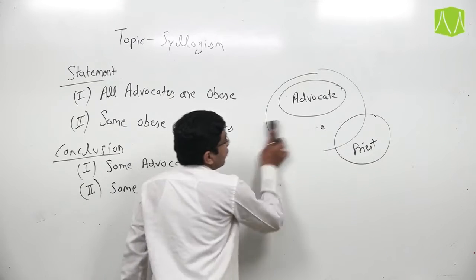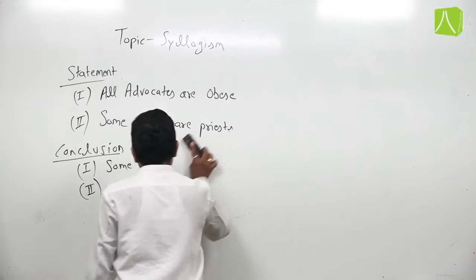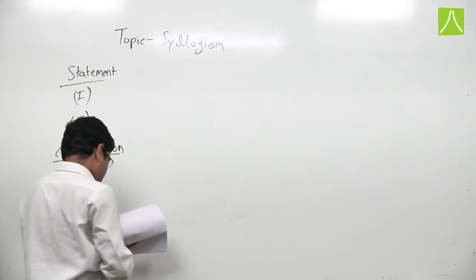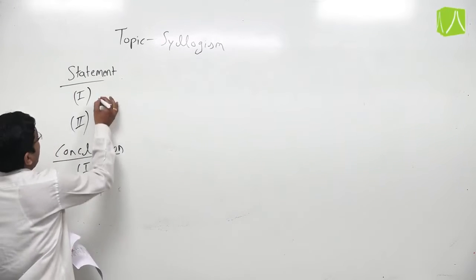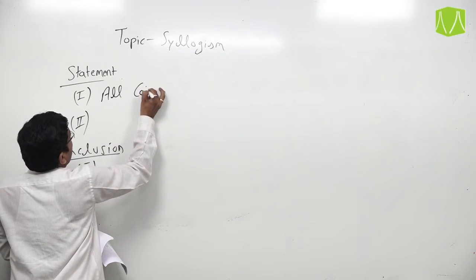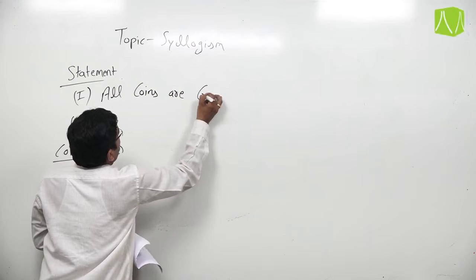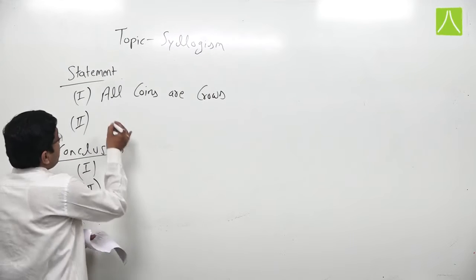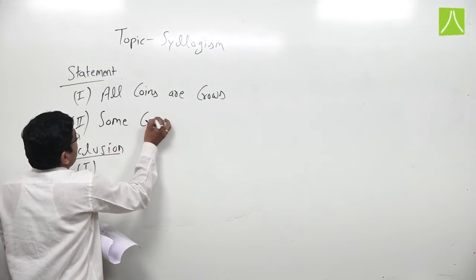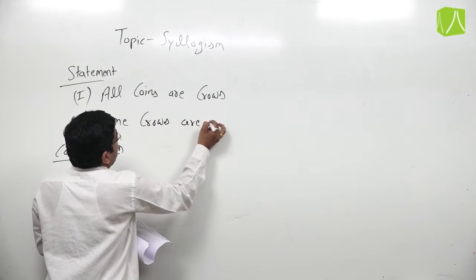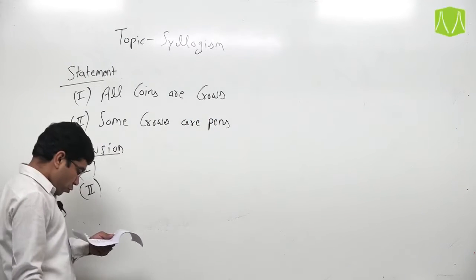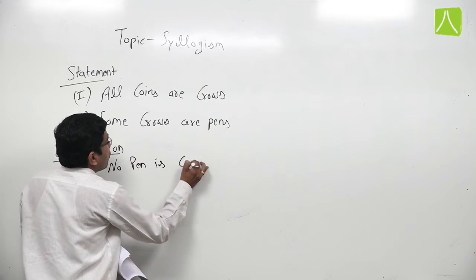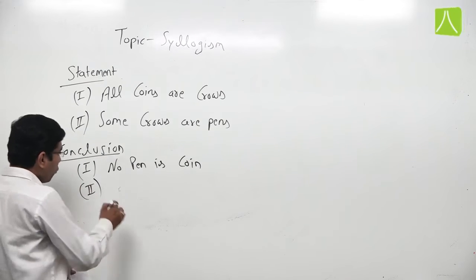Now, take next example. All coins are crows. Second, some crows are pens. These are the two statements. Conclusions are, no pen is coin, and all coins are pens.